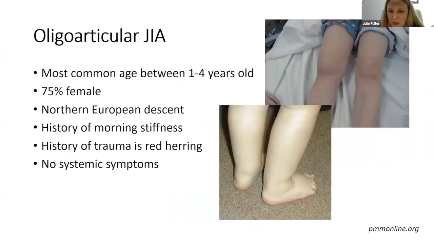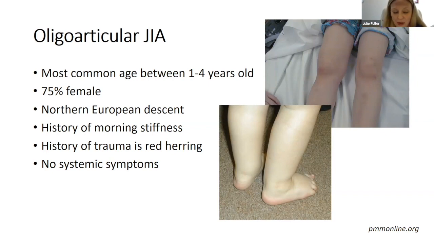And here's some additional pictures with right knee swelling, and then this is left ankle involvement that you can see. But this classically presents in the very young child between age 1 and 4, and that's actually the most common age in our clinic. And 75% of these patients are actually female and mostly of Northern European descent. So lots of little cute blonde hair or redhead kids in our clinic. They all have a history of morning stiffness, whether the parents have realized that or not.